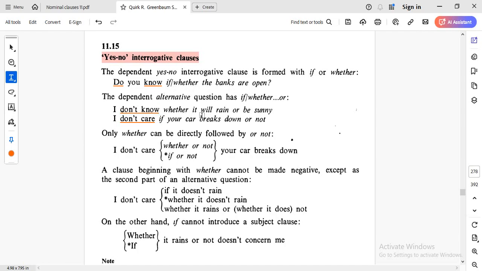I don't know whether it will rain or be sunny. Whether it will rain or be sunny, this is the yes no interrogative clause. We know it from whether till the end. This is one clause and functions as a direct object because we have subject and a verb and it is a direct object. I don't care if your car breaks down or not. So subject, verb, and if your car breaks down or not, this is the yes no interrogative clause.